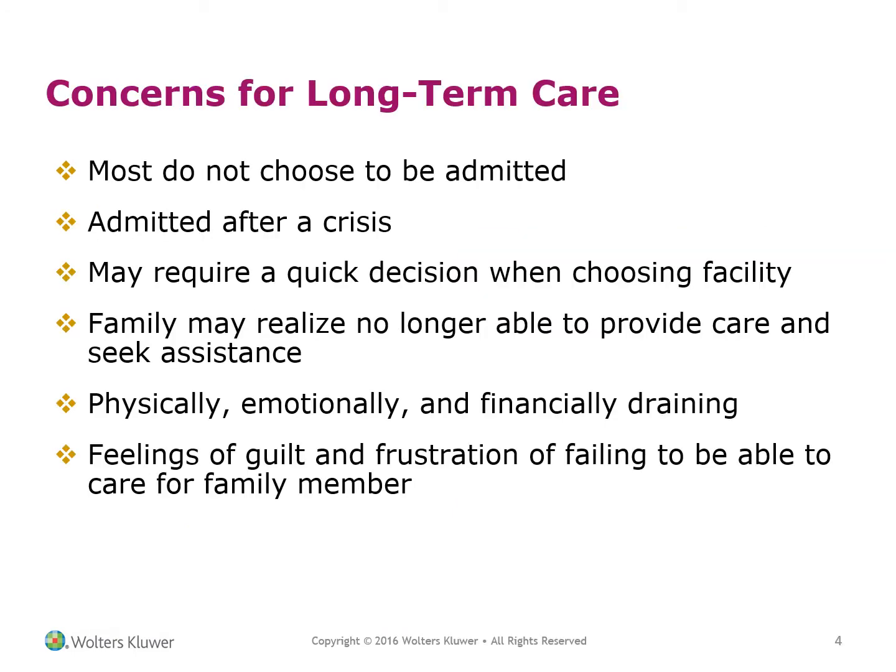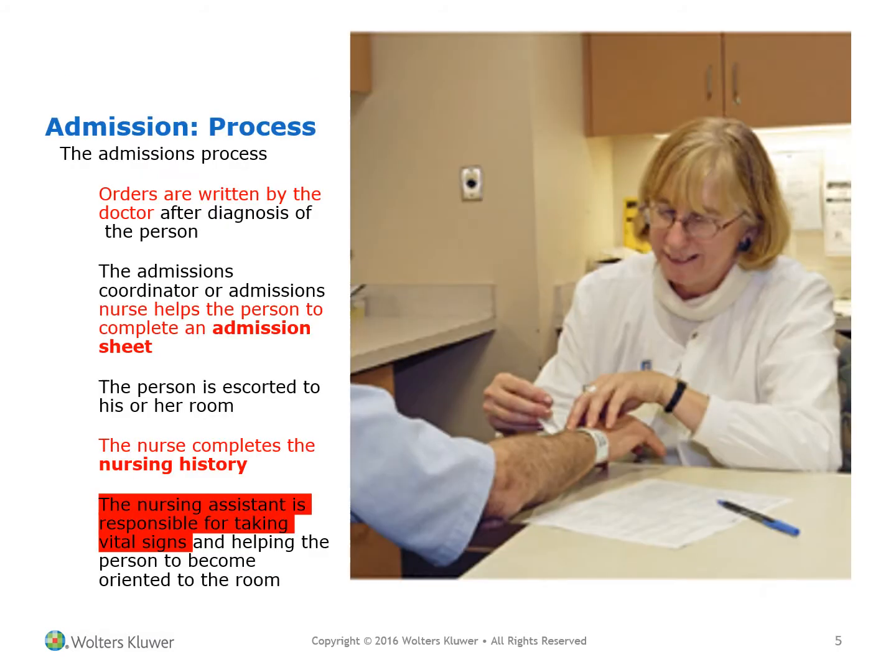Concerns for long-term care. Most do not choose to be admitted. They're admitted sometimes after a crisis. It may require a quick decision when choosing a facility. The family may realize they're no longer able to provide care and have to seek out assistance. It's physically, emotionally, and financially draining. There are feelings of guilt and frustration of failing to be able to care for the family member themselves.